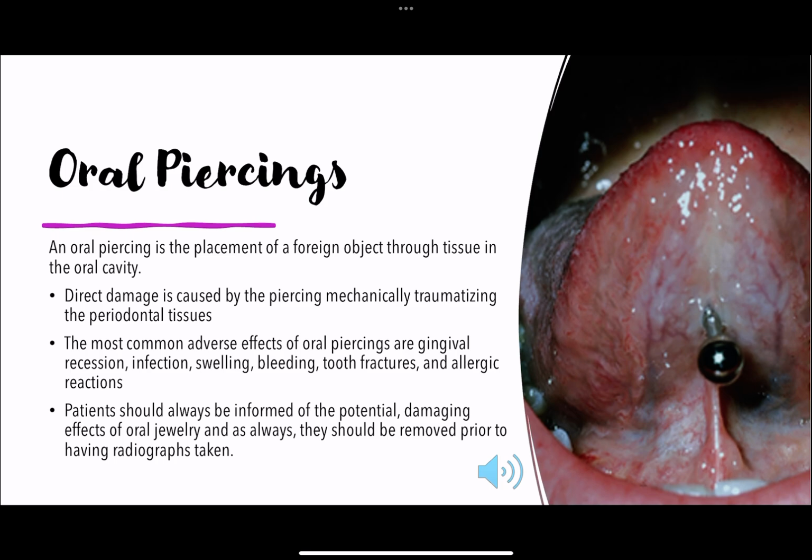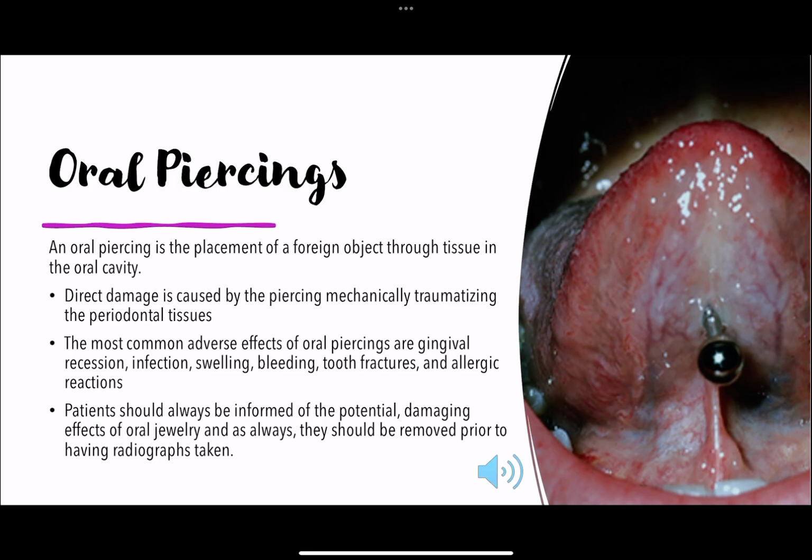Another local contributing factor that may cause direct damage to the periodontium includes oral piercings. An oral piercing, while trendy, can be damaging. Oral piercings are defined as the placement of foreign objects through tissue within the oral cavity. Direct damage is caused by the piercing when it mechanically traumatizes periodontal tissues. The most common adverse effects of oral piercings are gingival recession, infection, swelling, bleeding, tooth fractures, and potential allergic reactions.